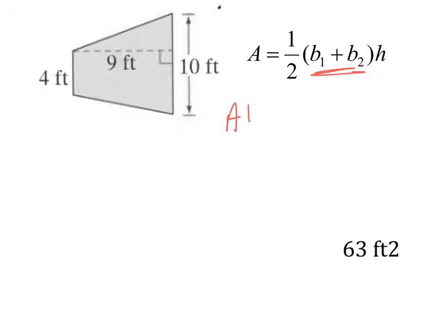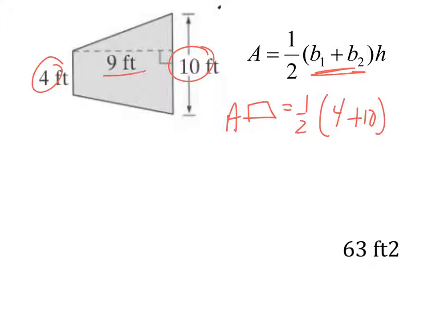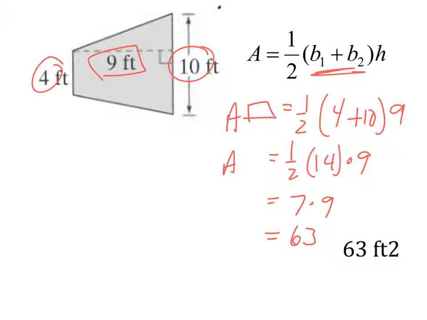So area of a trapezoid is 1/2, and in this case, base 1, it doesn't matter which one's 1 and which one's 2. I always call 1 the shorter one. So 4 plus 10, and then multiply that by the height of 9. So area of this trapezoid is 1/2 of 14 times 9. So 1/2 of 14 is 7 times 9, which we all know is 63. And we're going to say feet squared because it's area. So that's where all that comes from. Area of a trapezoid. Not difficult if you keep up on them and practice them here, right?